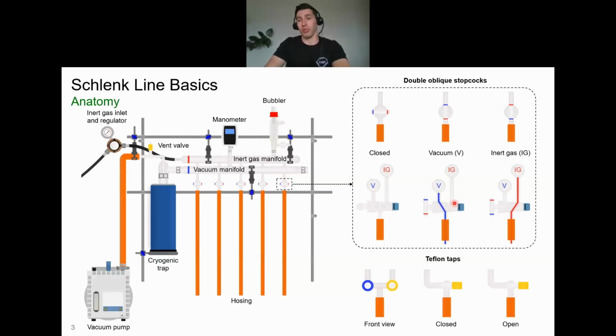And on the contrary, when we have double oblique stopcocks, it's only possible to have either inert gas or vacuum open at one time. So this is perfect for training purposes. It's much quicker. It's better for people who might have dexterity issues. So you might come across both of these in your laboratory, and over time, you'll have a preference of which one you like and which ones you dislike.